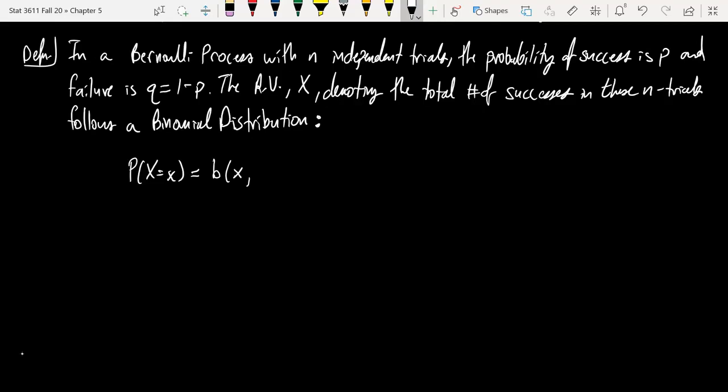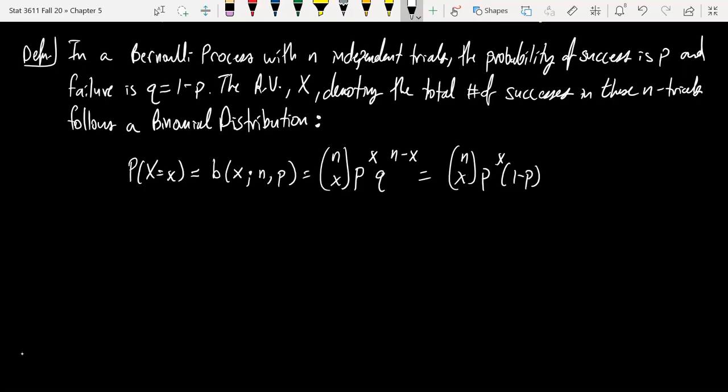A lot of books, a lot of texts will denote this with a little b, lowercase b, with n trials and success probability p. These are the two parameters that you need here. You need to know how many trials, and you need to know your success probability p. This is equal to n choose x times p to the x times q to the n minus x. That is the probability of getting exactly x successes in n trials. Or we can write this as n choose x, p to the x, and instead of q, we can write 1 minus p, right? To the n minus x.